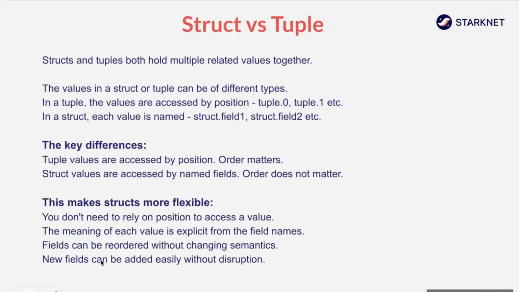So struct versus tuple. They both hold multiple related values together. But what differentiates them is the values in a struct or tuple can be of different types, right? In a tuple, the values are accessed by position. And in a struct, each value is named, right?